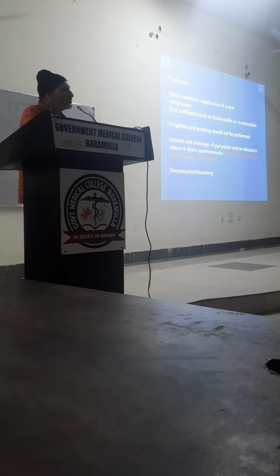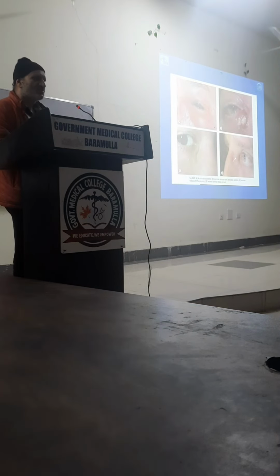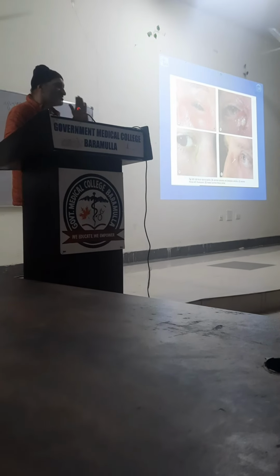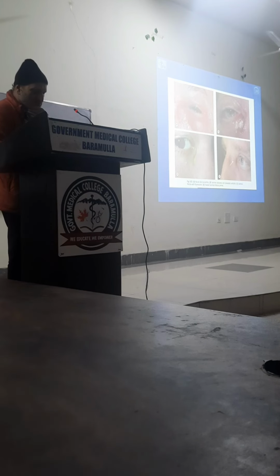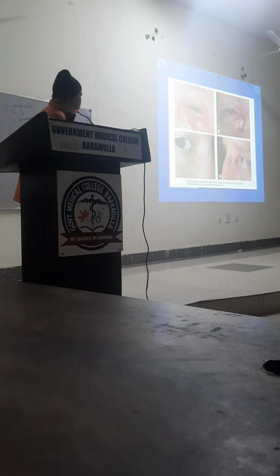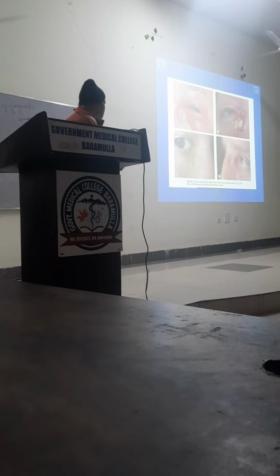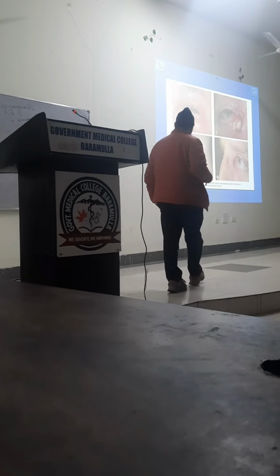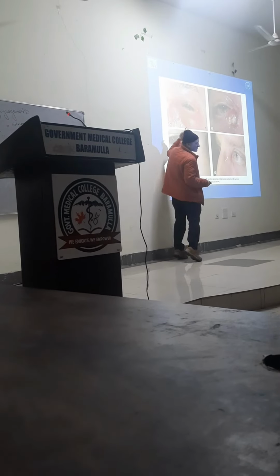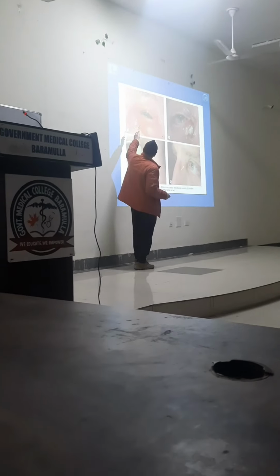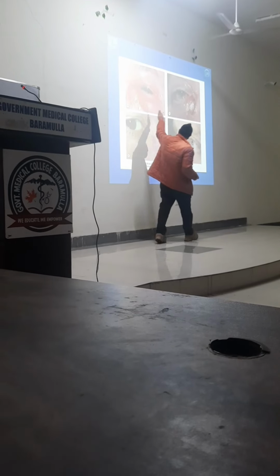Then we go to chronic dacryocystitis. Here I want to illustrate one important point about lacrimal swellings. Suppose these are some of the pictures of acute dacryocystitis. So this is swelling in this area. This is the lacrimal sac, and this is swelling around it. Then this becomes an abscess.